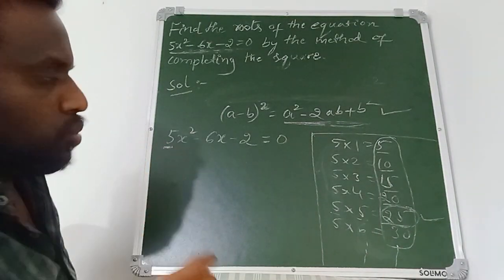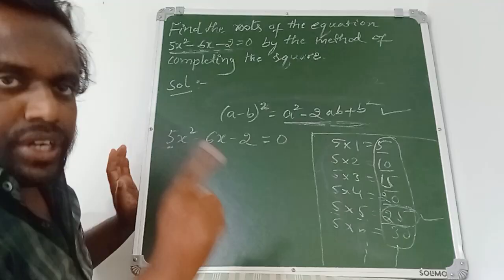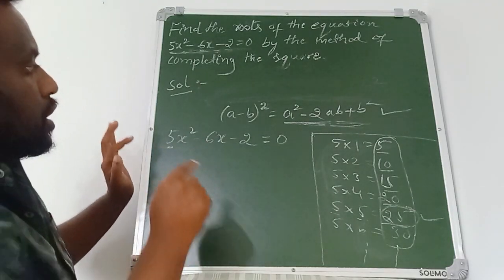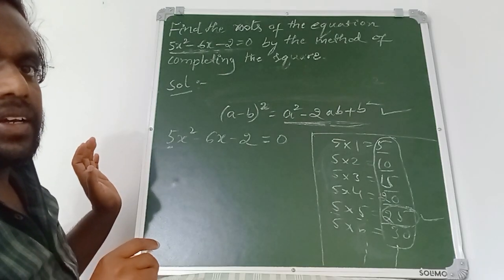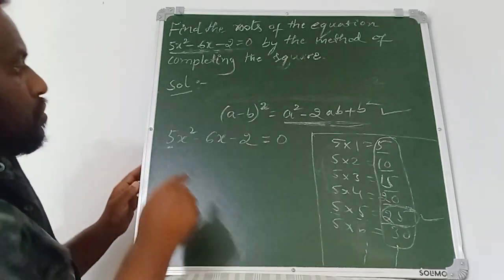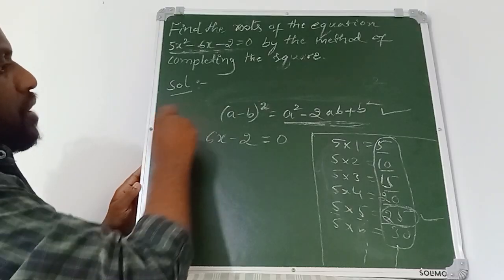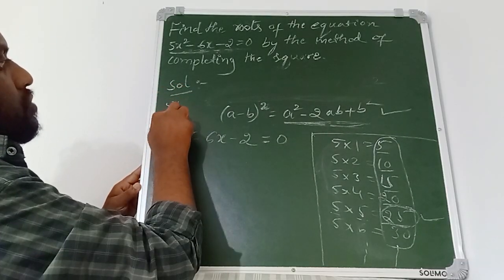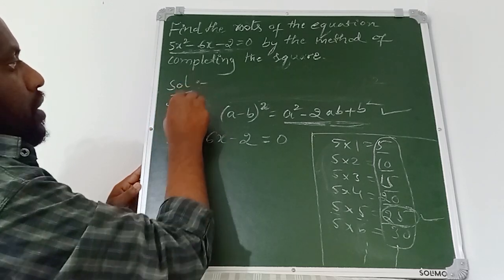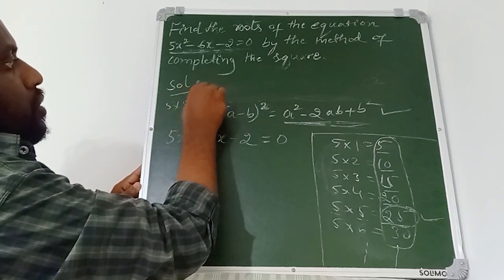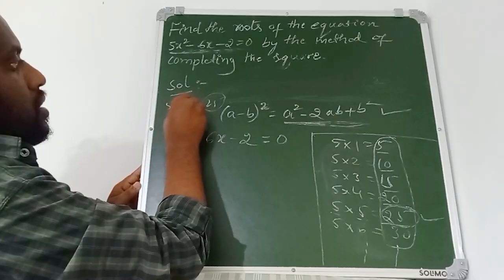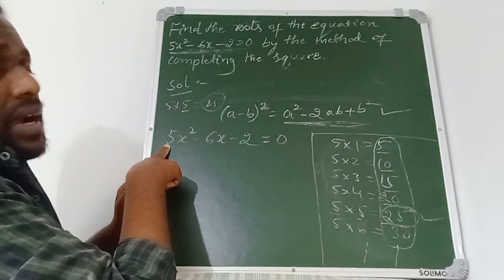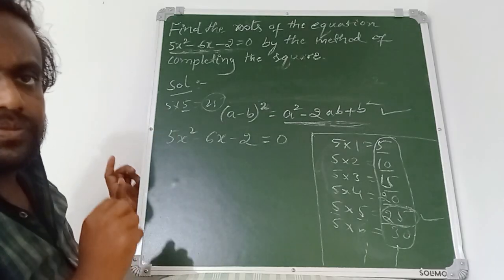Okay. Now here we should get 25. So think what we can do here. When you multiply this 5 by 5, we get 25. So to make it 25, multiply this by 5.